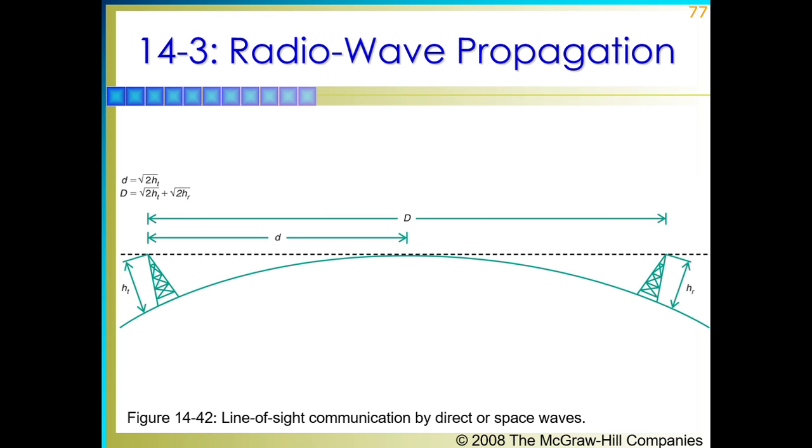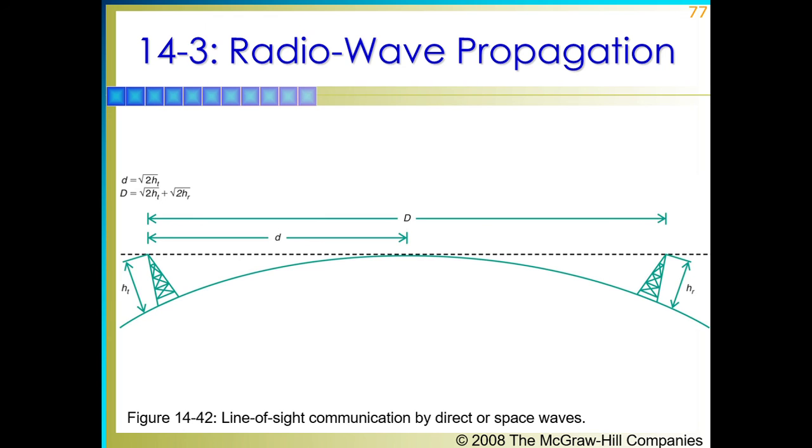The figure shown explains that because of the space wave's straight line nature, direct wave signals travel horizontally from the transmitting antenna until they reach the horizon, at which point they are blocked. If a direct wave signal is to be received beyond the horizon, the receiving antenna must be high enough to intercept it. The formula for computing the distance between a transmitting antenna and the horizon is d equals the square root of 2 h sub t, where h sub t is the height of the transmitting antenna.